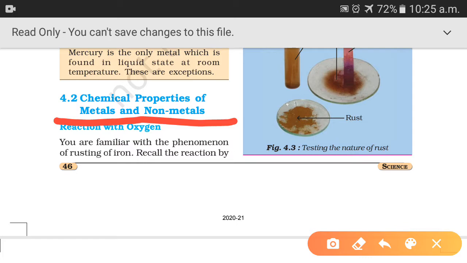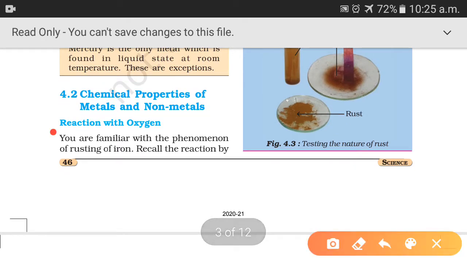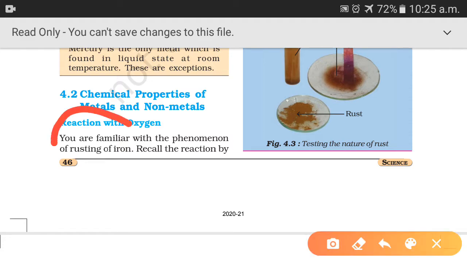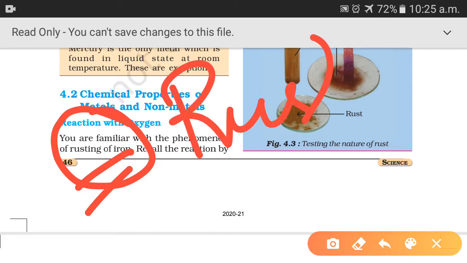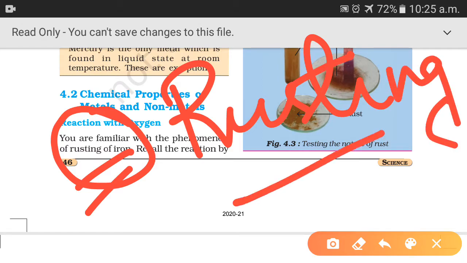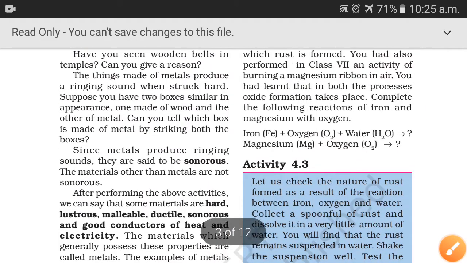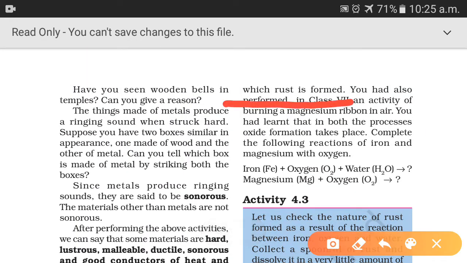First is reaction with oxygen. You are familiar with the phenomenon of rusting of iron. In your previous class you have studied about this phenomenon. What is rusting? Rusting is the process in which iron comes in contact with oxygen and moisture and gets rust. That brownish layer which deposits on iron is called rust. So you have to recall the reaction by which rust is formed.